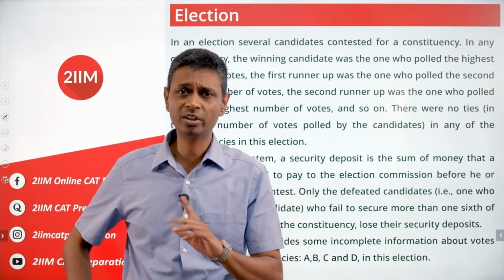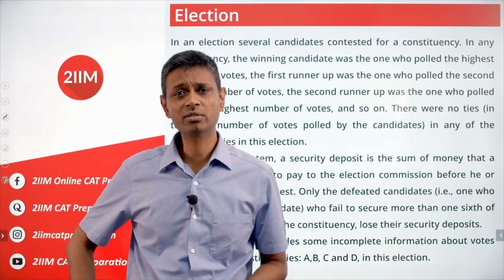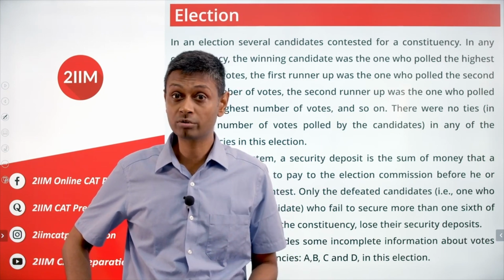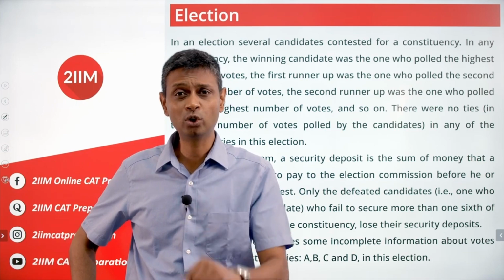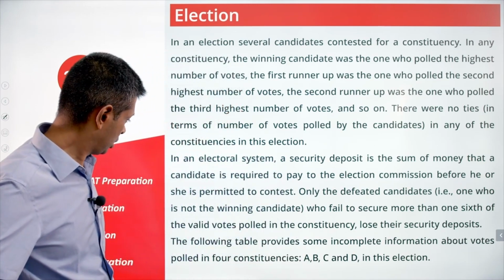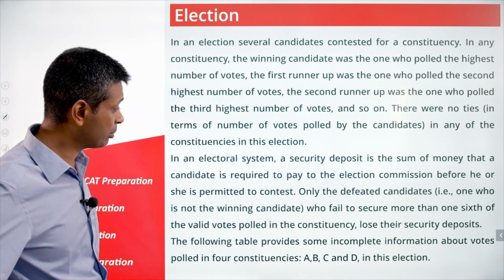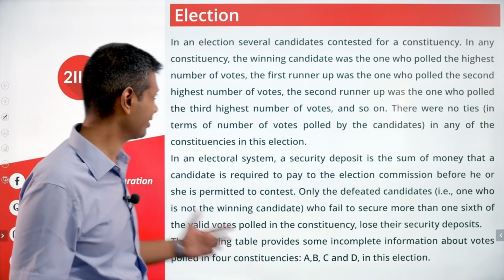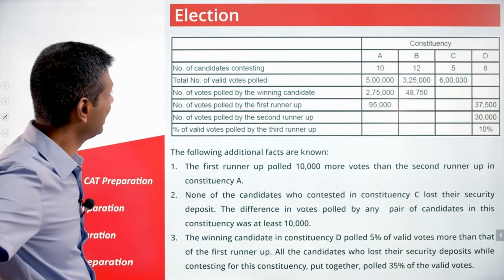If you've got more than 1/6, even if you have lost, then more than 1/6 of the voters seem to like you. That means you've got something going for you. We don't take your security deposit. Right? The following table provides some incomplete information about votes polled in 4 constituencies, A, B, C, and D in this election. Let's see that before we go further.